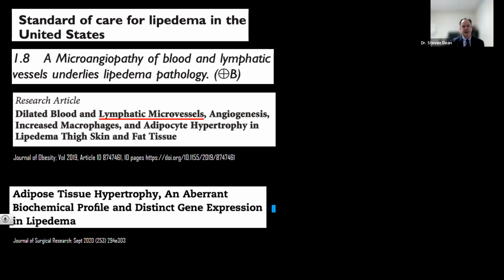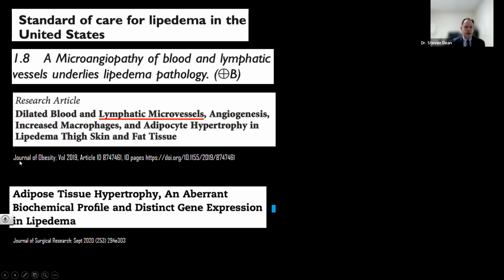What they did in this study is they actually had the histology specimens that were obtained from lipedematous thigh tissue, and they were compared with age and weight matched controls. And what they found in lipedema patients, compared with age and weight matched controls, even some that were obese, is that you only had the dilated lymphatic microvessels in the lipedema population. So there's some scientific evidence.